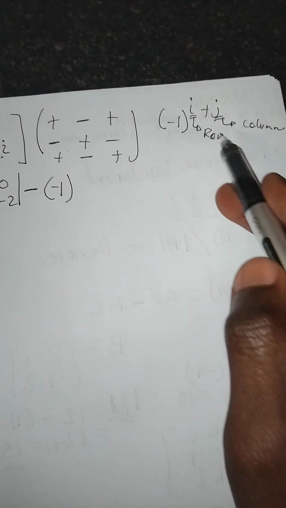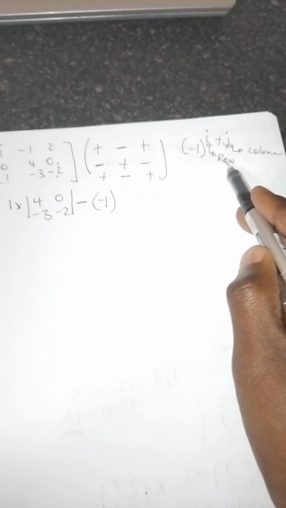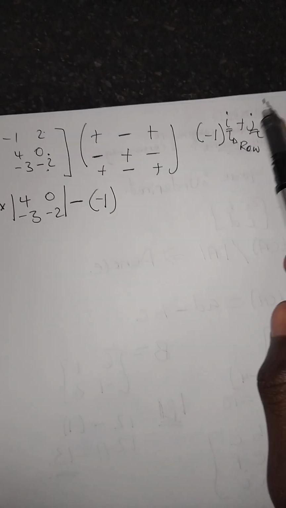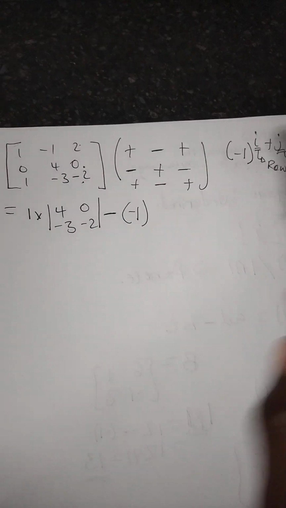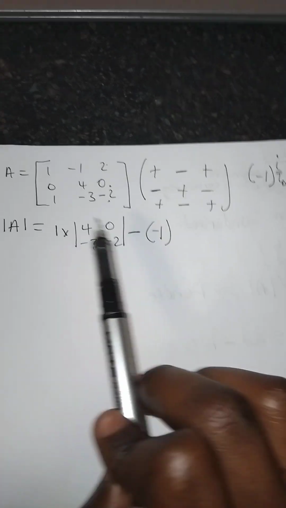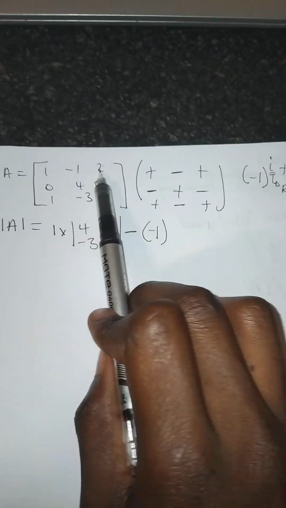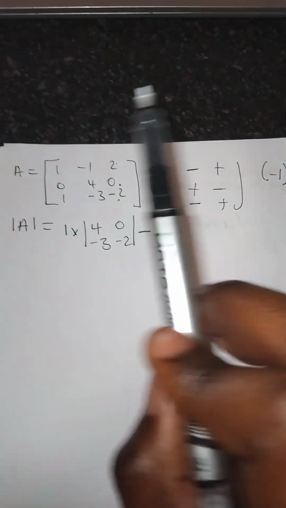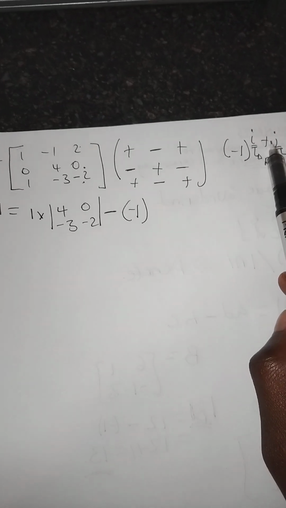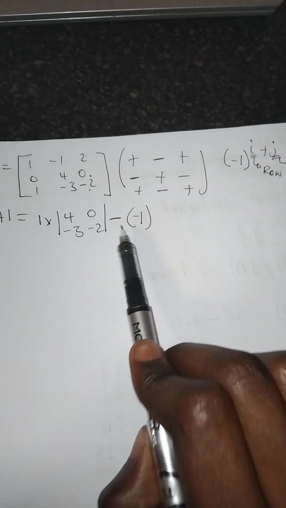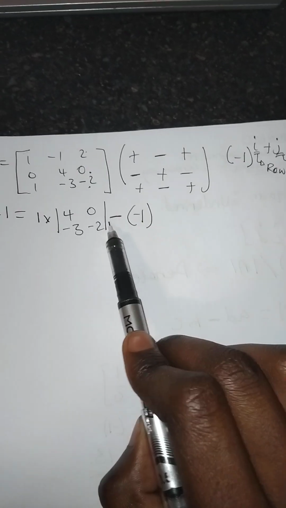If we are in row 1, column 1, that means i and j are both equal to 1. So 1 plus 1 is 2, then -1 to the power 2 will be positive. That's why for the first one, we have a positive. Then when we come to the second one, we are still in row 1, but now in column 2. So i is 1, but j is changing to 2. So 1 plus 2 gives us 3. So -1 to the power 3 gives us -1. So that is where this negative is coming from.